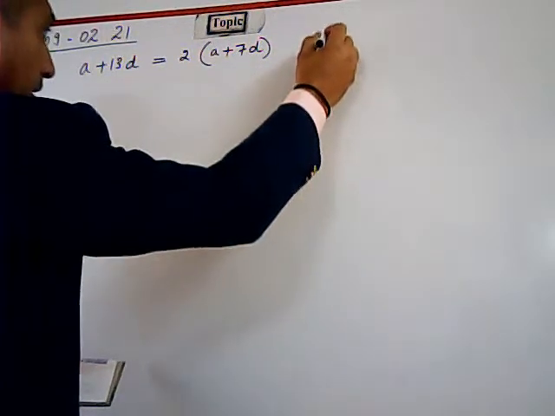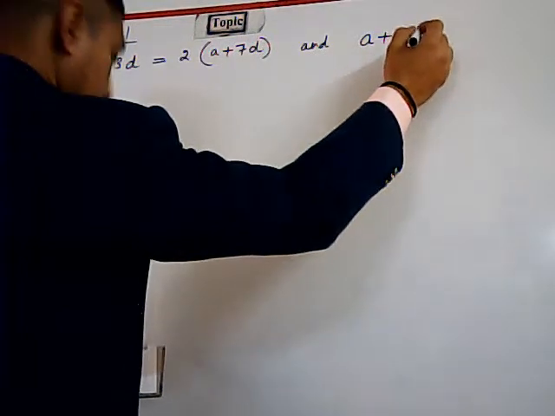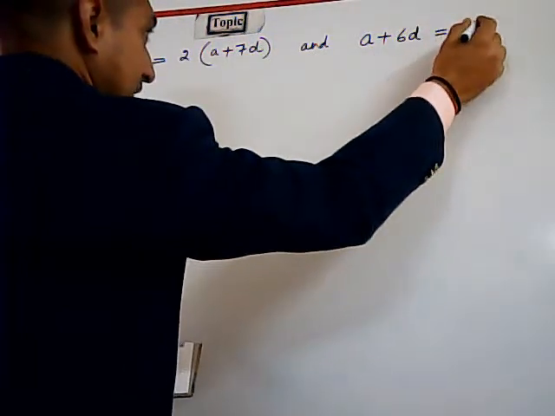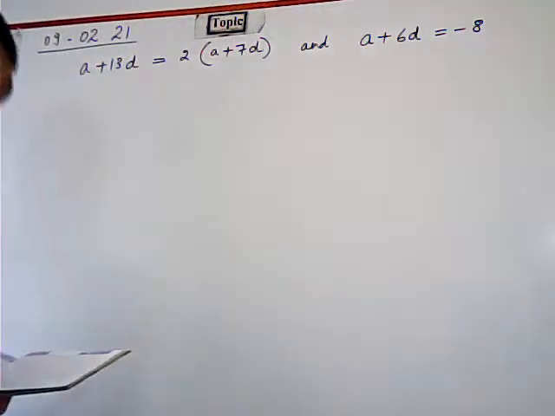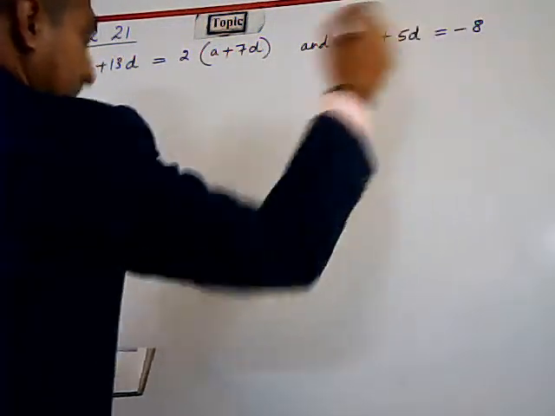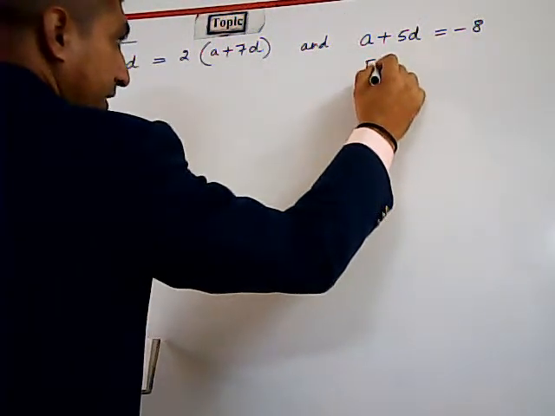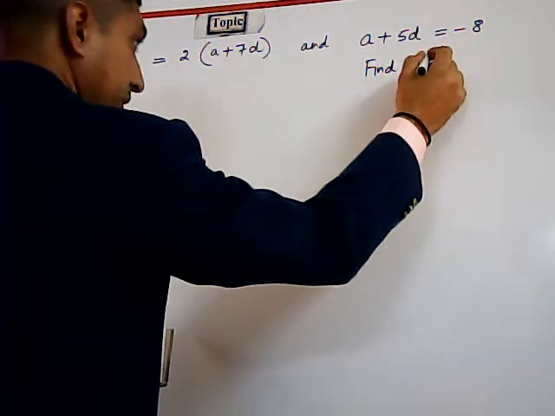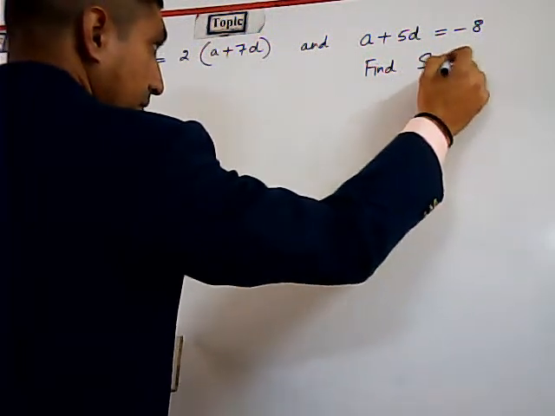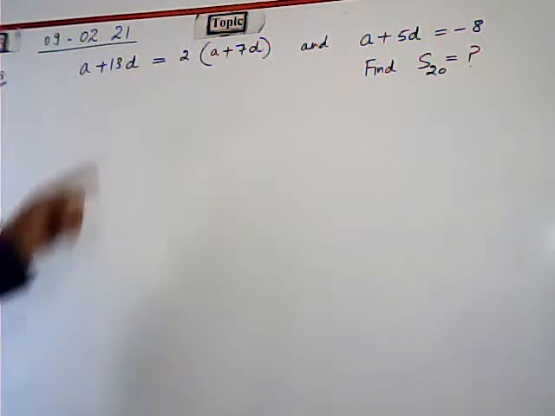And the sixth term is equal to minus 8. Sorry, it is the 6th term, a plus 5d, equal to minus 8. Find S20, the sum of 20 terms. Right? Do it fast. Again, I am repeating.